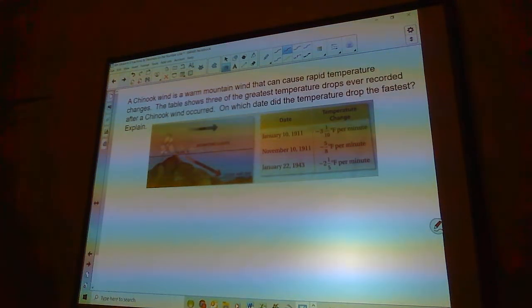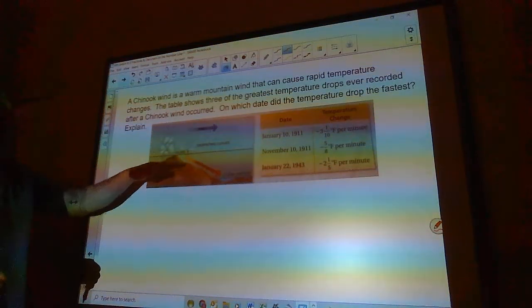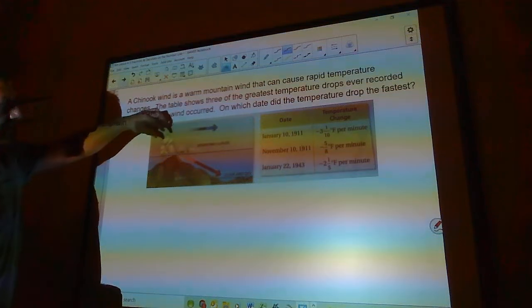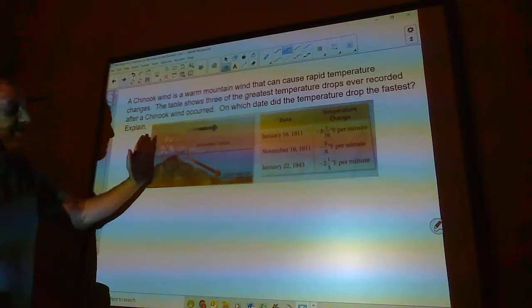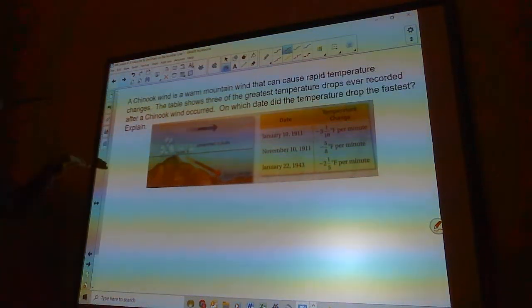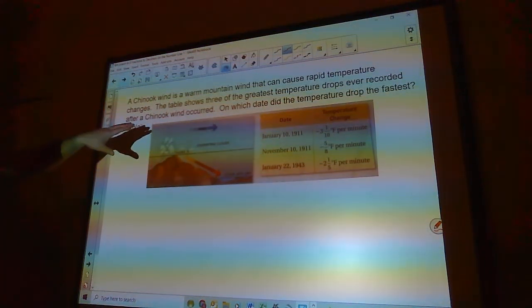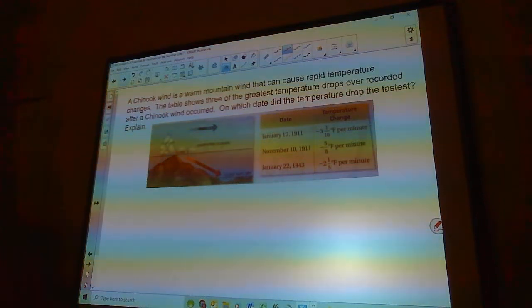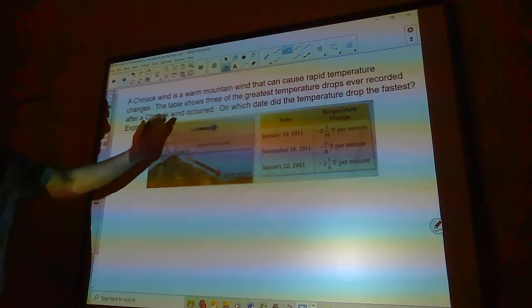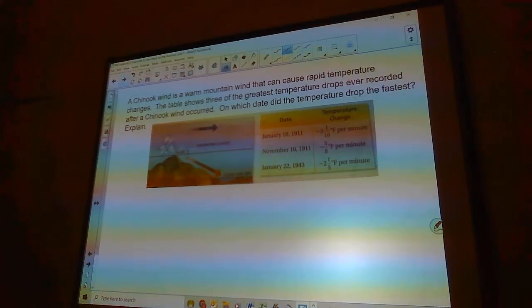Okay, a Chinook wind is a warm mountain wind that causes rapid temperature changes. So what tends to happen is you got a mountain like this, and the weather comes in, and it tends to build up and build up right at the top. It gets blocked by the mountain. It doesn't just flow through. It builds up high. It tries to go over, but it gets very cold very quickly. Lots of times it'll dump a lot of rain on this side, and then it comes down really quickly on the other side, and it drops the temperature a lot.